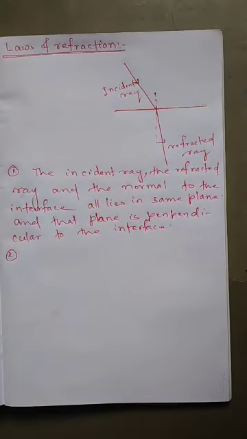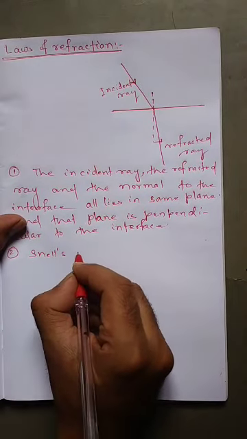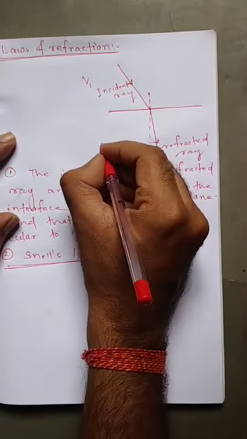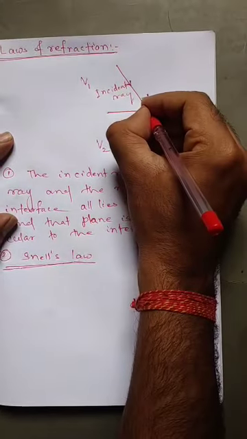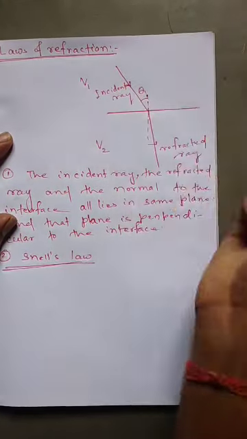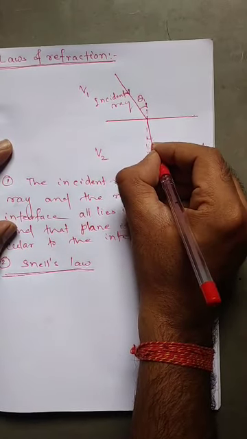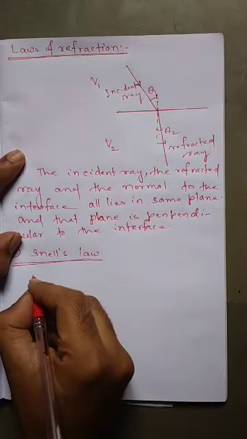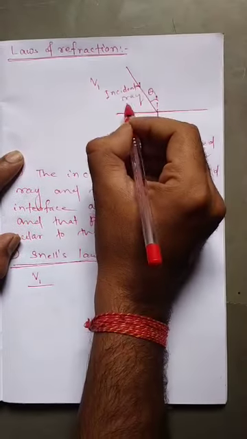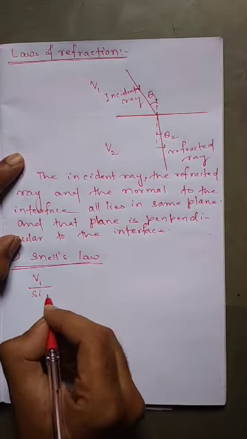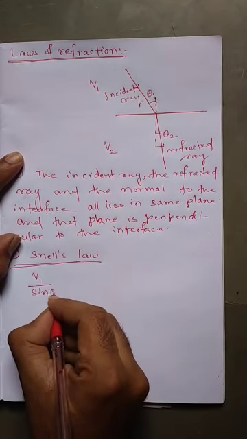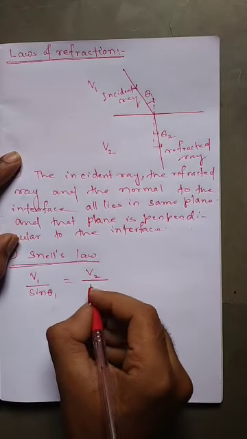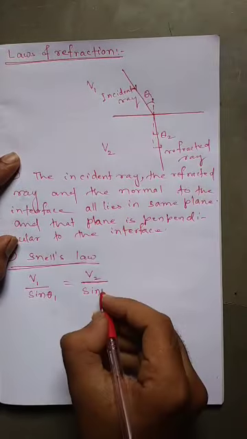Then what is the second law? The second law is also called Snell's law. Suppose the velocity of light in medium 1 is v1 and the velocity of light in medium 2 is v2, and let the angle of incidence be theta 1 and the angle of refraction be theta 2. What does Snell's law tell? Snell's law tells that the velocity of light in medium 1 divided by the sine of the angle in medium 1 equals the velocity of light in medium 2 divided by the sine of the angle in medium 2.